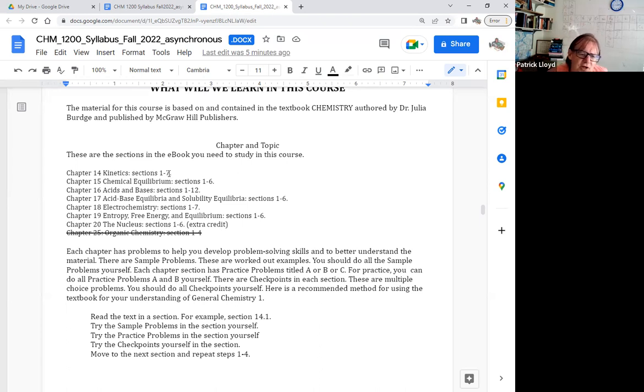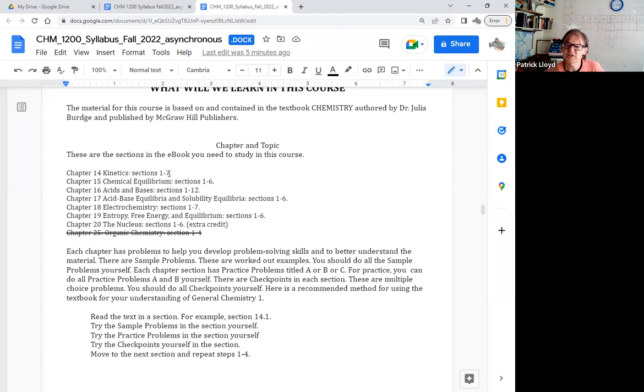So we're going to stroll through kinetics and then some acid-base equilibria, and then we'll get into electrochemistry and entropy and free energy and all of that. Okay. And then there's nuclear chemistry, or the nucleus, but that's extra credit. So that's up to you if you want to do it. We're not going to do organic chemistry. It's just not enough time in our shortened semester.